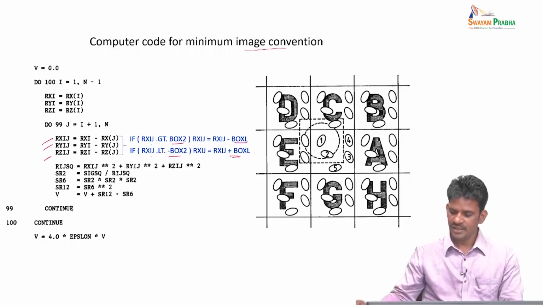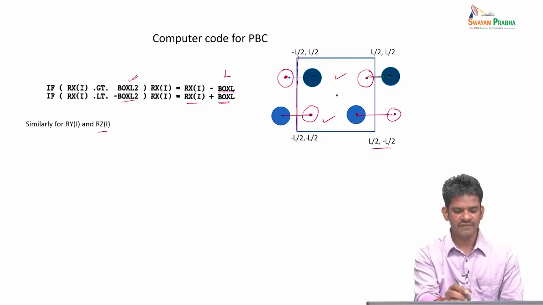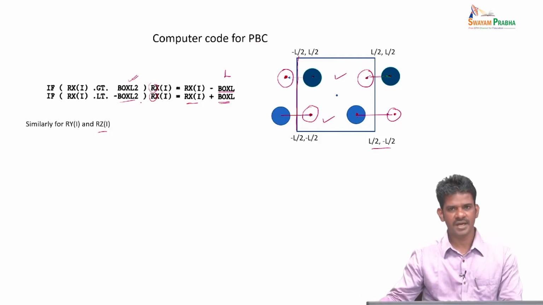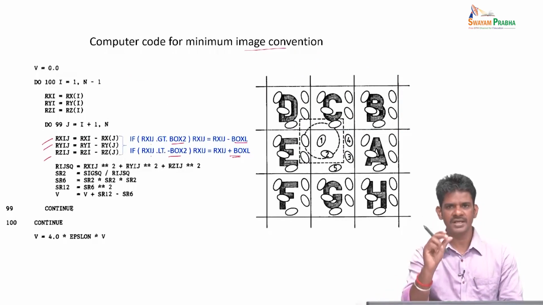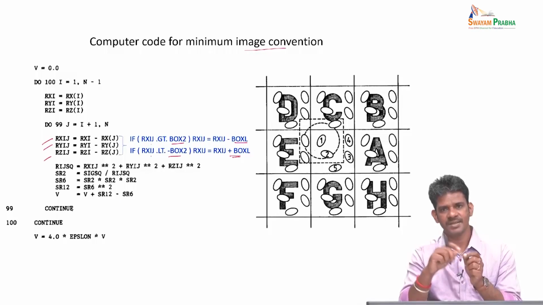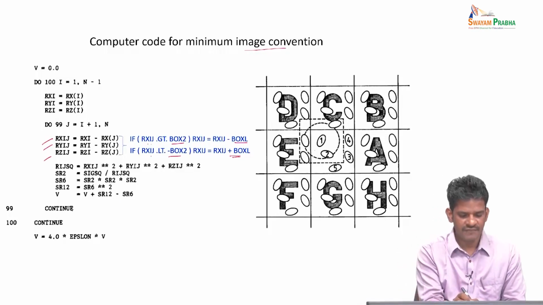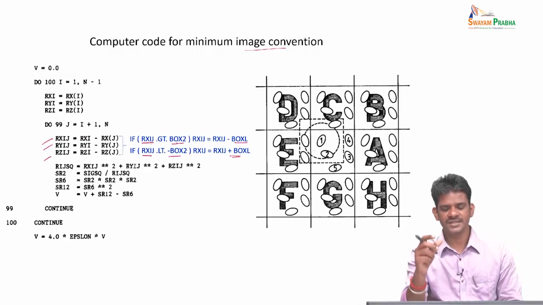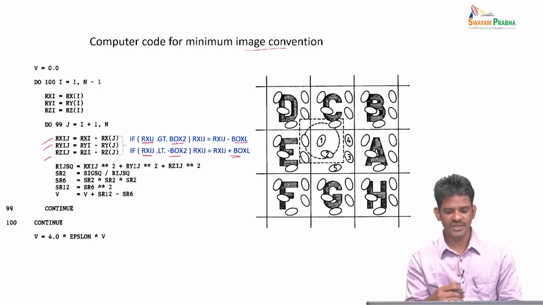So remember, in the periodic boundary conditions, we look at particle coordinates Rxi, Ryi, and Rzi, whereas in the case of minimum image convention, we are looking at the separation between i and j. So that's why we look at Rxij, and then compare whether that distance is above or below half of the box length, and depending upon that, you add or subtract the box length so that you can get the minimum image, or the closest image, to the target molecule.